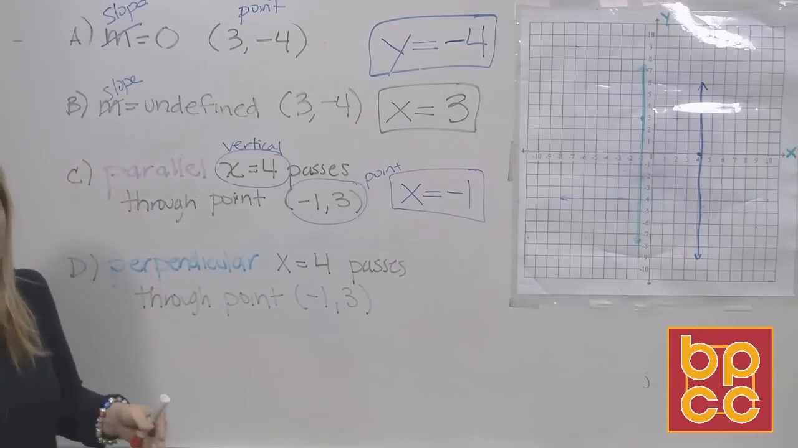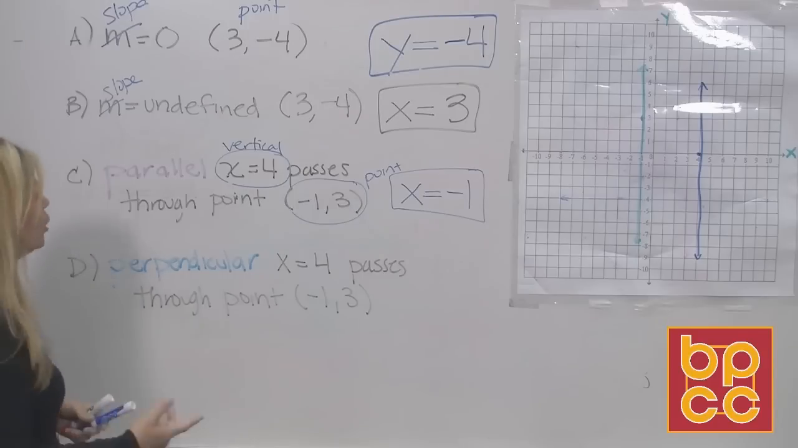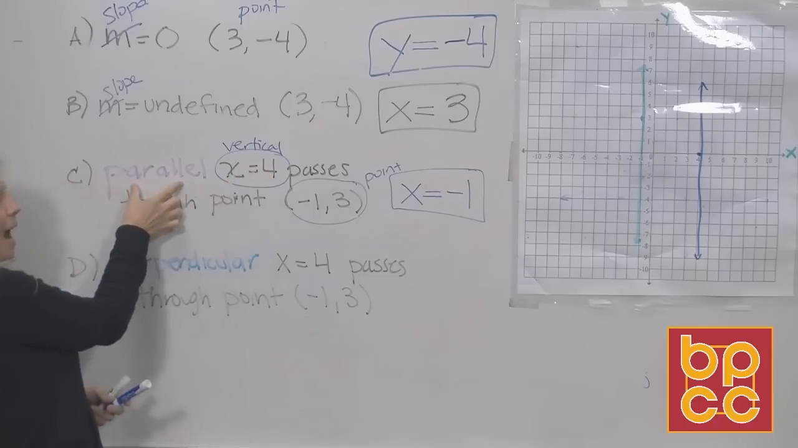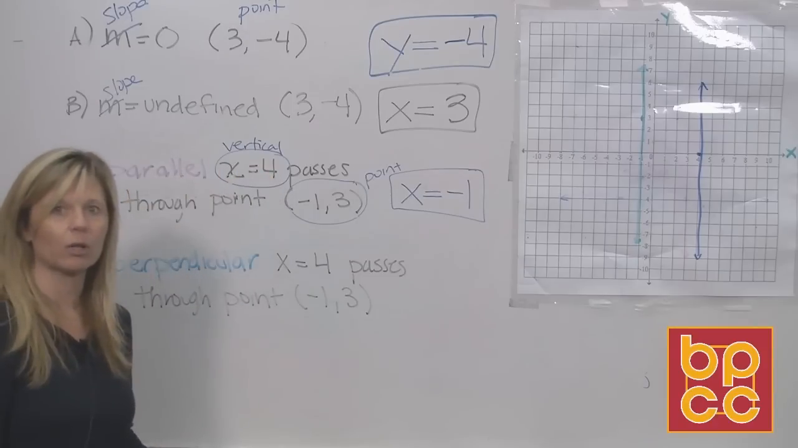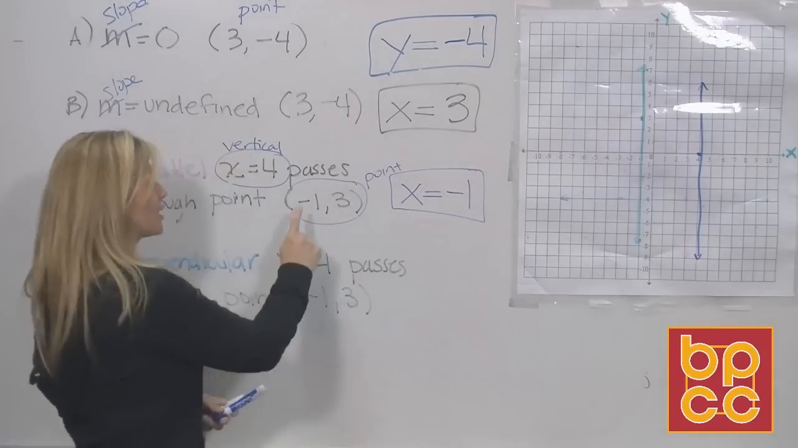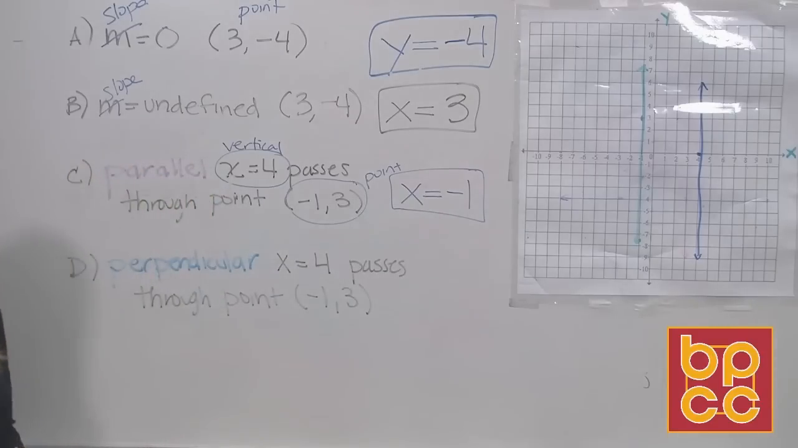Now, did you need to draw the picture? No, you didn't, but it helps me. You could have looked at this and said, well, if this is a vertical line and I'm supposed to be parallel, I also have to be a vertical line. To be a vertical line, I always use the letter x, and my x number here is -1. So that's how I get the equation.